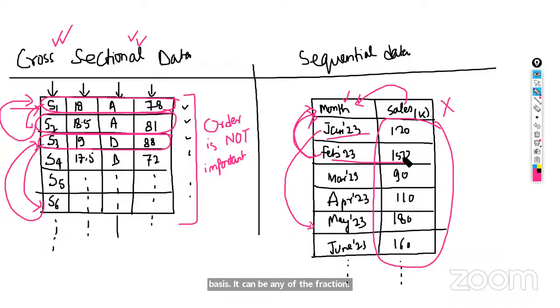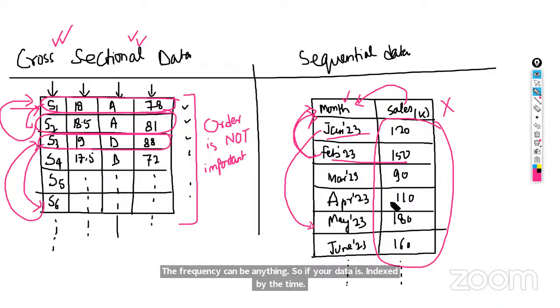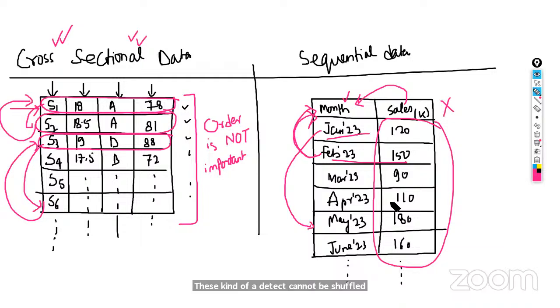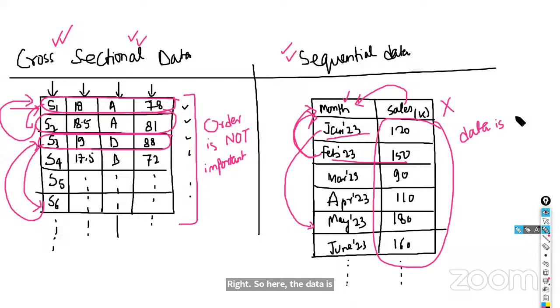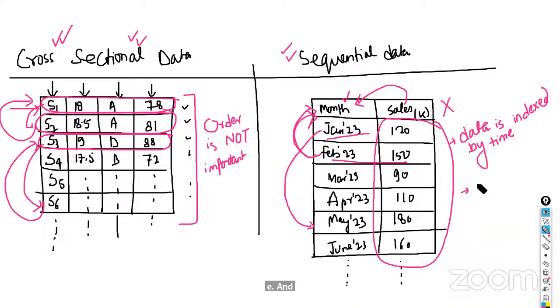So if your data is indexed by time, this kind of data cannot be shuffled. Here, the order is important. This kind of data is called sequential data, right? Here, the data is indexed by time, and order is important.